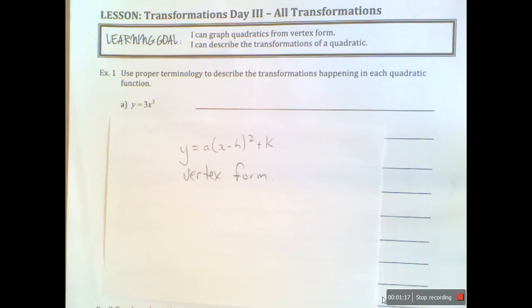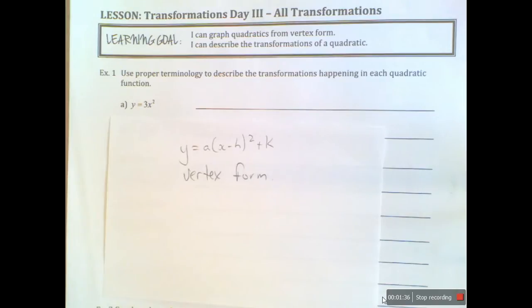So if you're ever told to put something in vertex form, you're going to learn how to do that later. That's what you would do. You're trying to put it in this form, a, h, and k. The other ones don't have that. It's really useful because the vertex is really important. So this is the best one to use for graphing. If you're ever trying to graph something, this is what you would want.